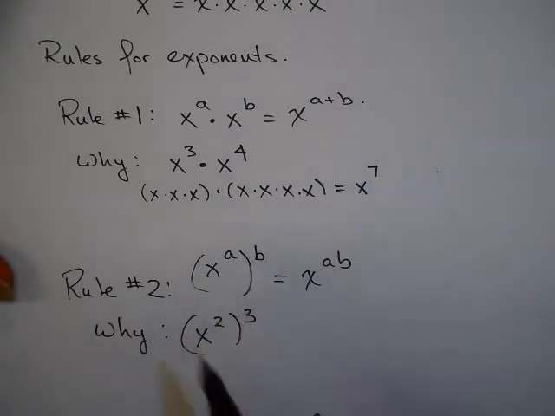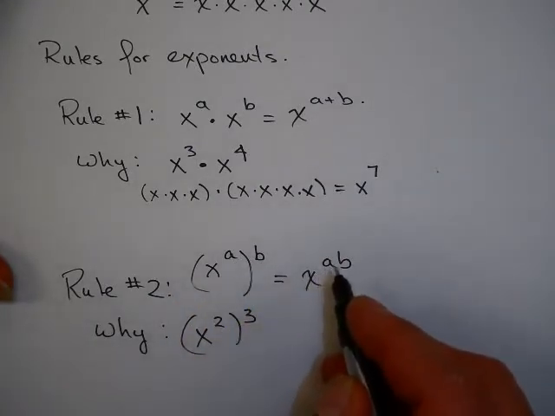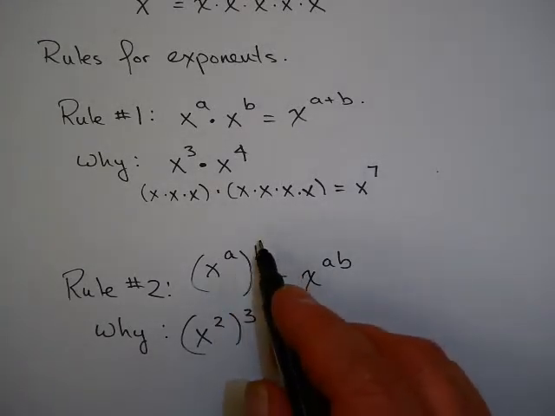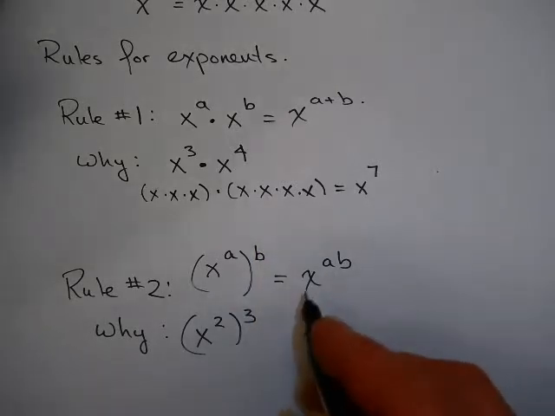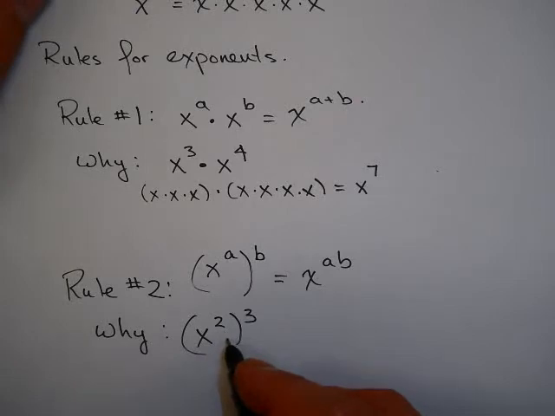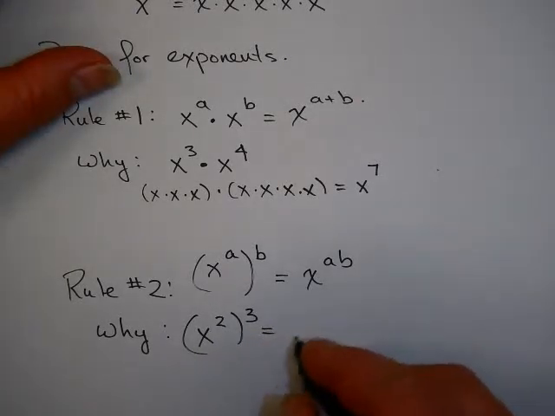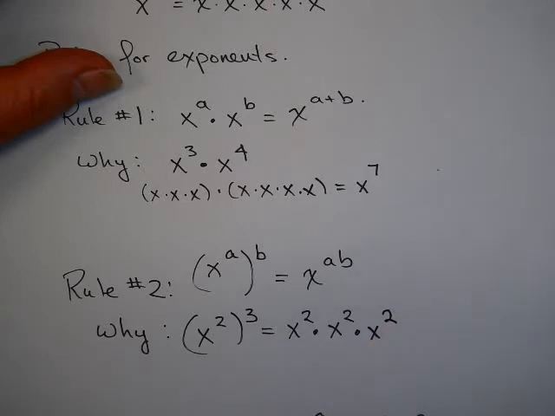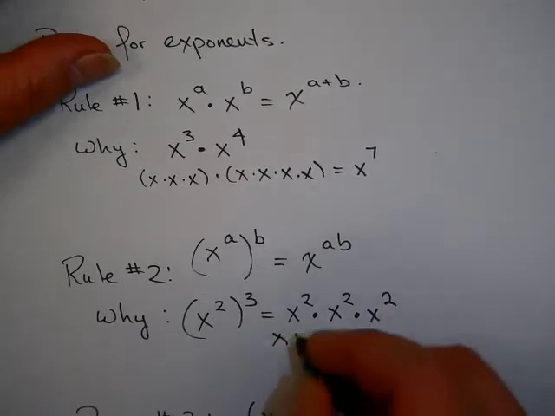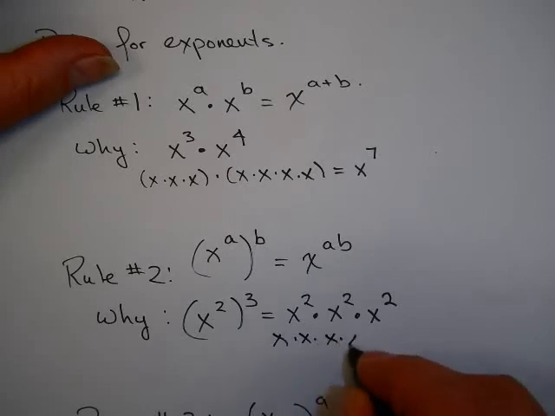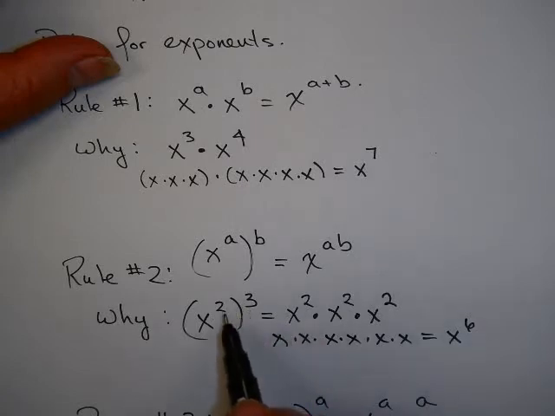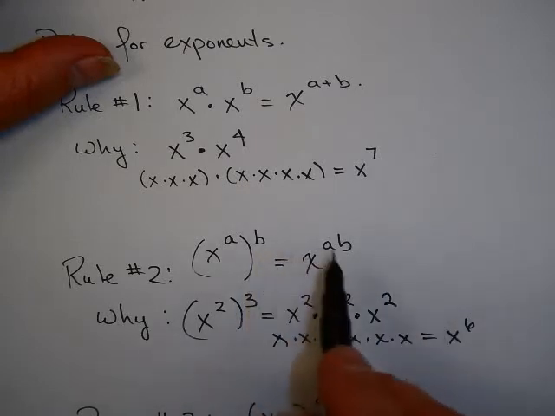Here's another rule. x to the a to the b power equals x to the a times b. Another way to say that is if you have something raised to a power raised to another power, you multiply the exponents. Let's see why. x squared to the 3rd power. Well, this 3rd power means take whatever is inside of here, multiply it by itself, so that there's 3 of them. Now, if you look at this, it's not too hard to see there's 1, 2, 3, 4, 5, 6. So that's x to the 6. What is the relationship between 2 and 3 and 6? It's multiplication.